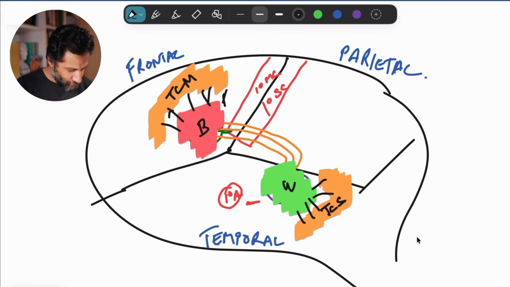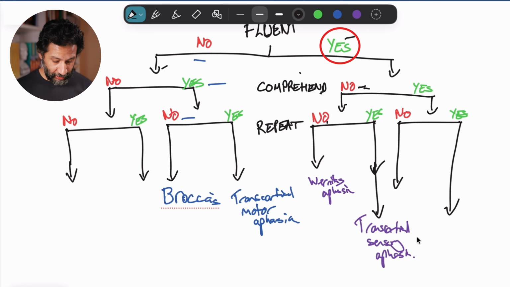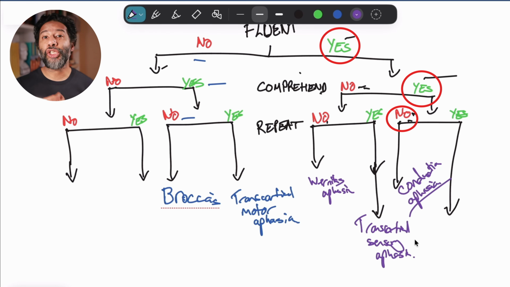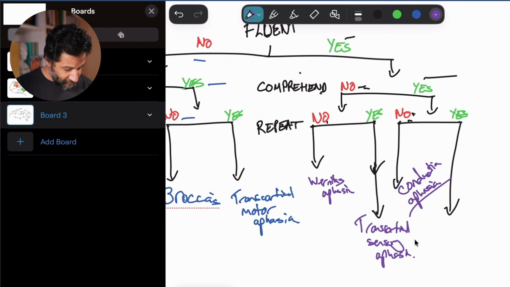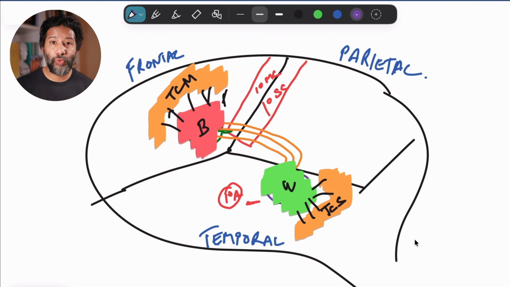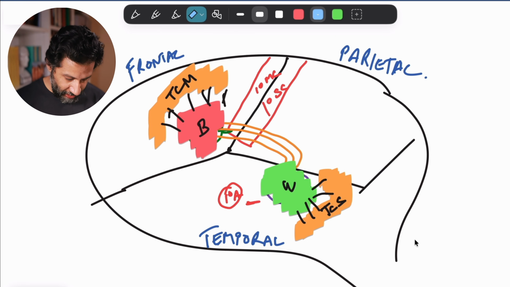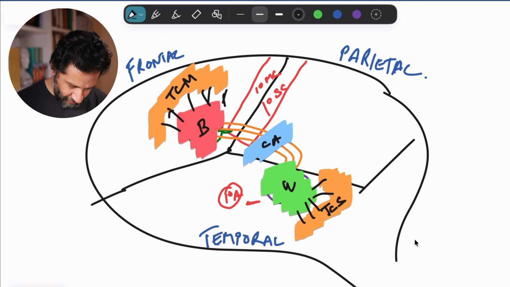Okay, let's come back to our chart. This patient is fluent. Yep, they can comprehend, so we're going down this way, but they cannot repeat. So we're here. And this patient has a conduction aphasia. So in conduction aphasia, their speech is fluent and they understand you, but ask them to repeat and they fail. Now, interesting, the lesion is in the connection between Wernicke's as well as Broca's, and we would call that a lesion in the arcuate fasciculus, right here. We would call this conduction aphasia.